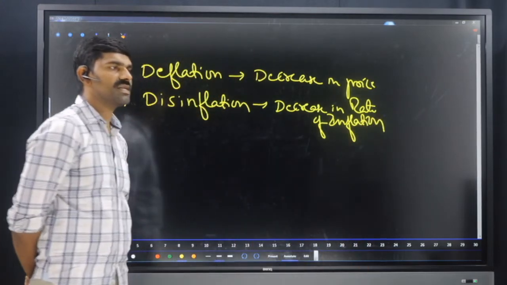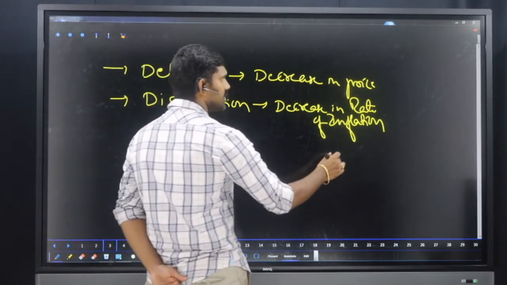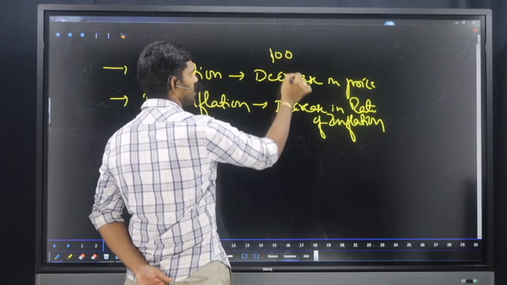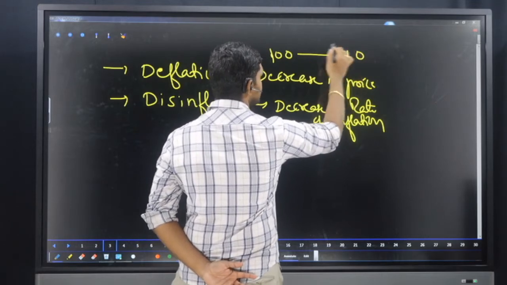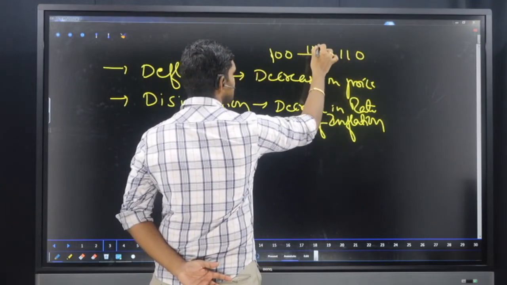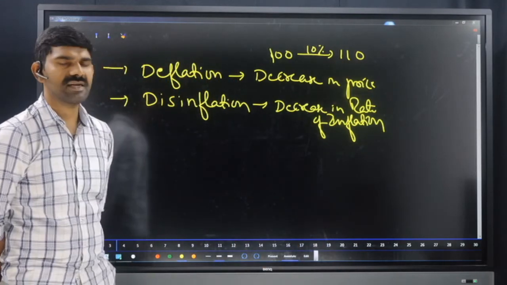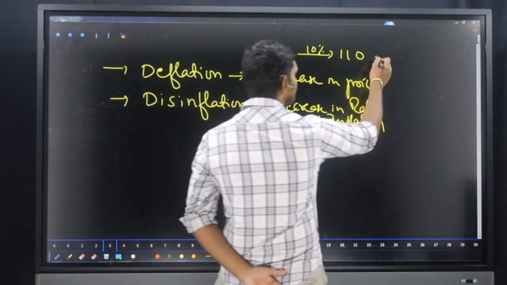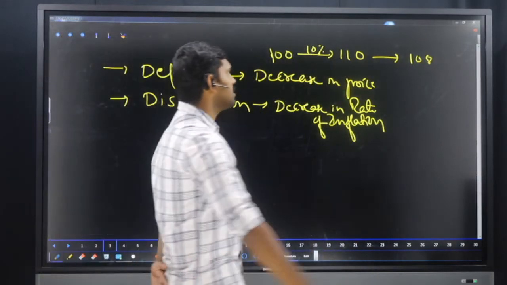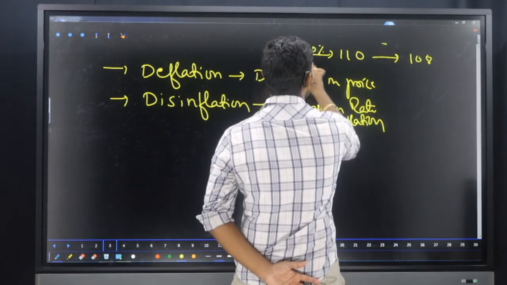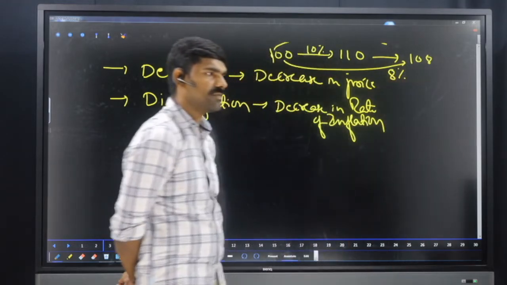What is the difference between a decrease in inflation and a decrease in the rate of inflation? For example, an item was priced at 100 rupees. Now from 100 the price has increased to 110. The increase here is 10%. It is not no inflation, it is a decrease in the rate of inflation. Now from 110 it has reduced to 108. Then if you compare from year to year, what is the increase? It is 8%.